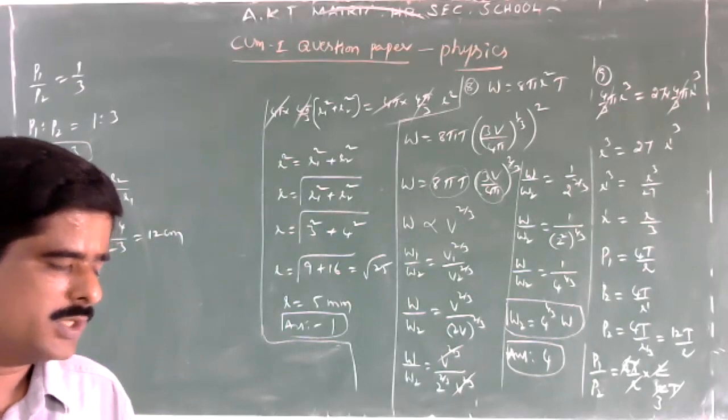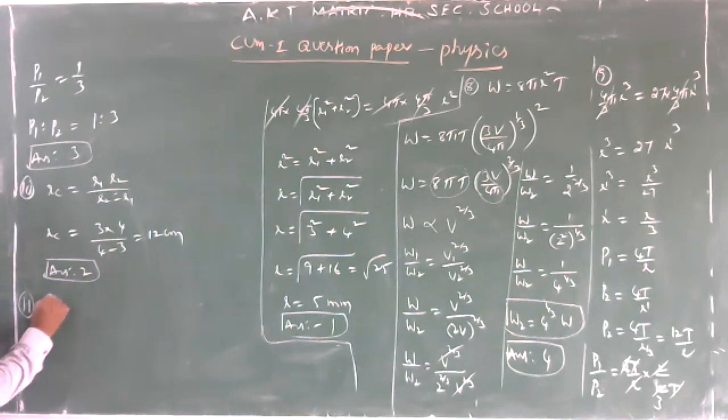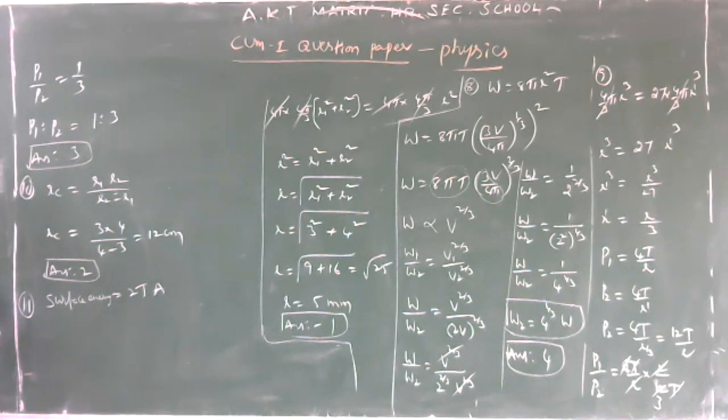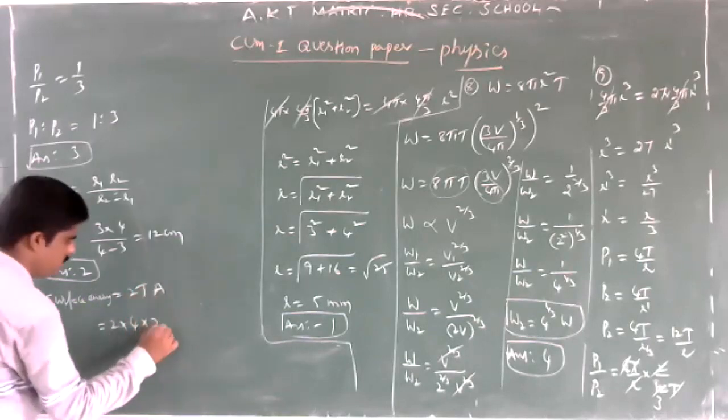Surface energy. So what is the surface energy? Surface energy is equal to 2T into A. That is also a film. How many surfaces does a film have? 2 surfaces. So the surface energy is 2 into the surface tension, 4 Newton per meter, into the area of cross section. The film is held on a ring of area 2 cm square. Area of cross section is 2 cm square.